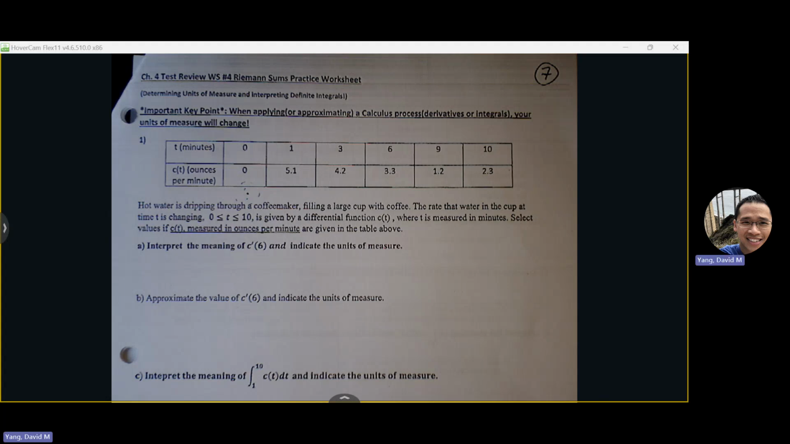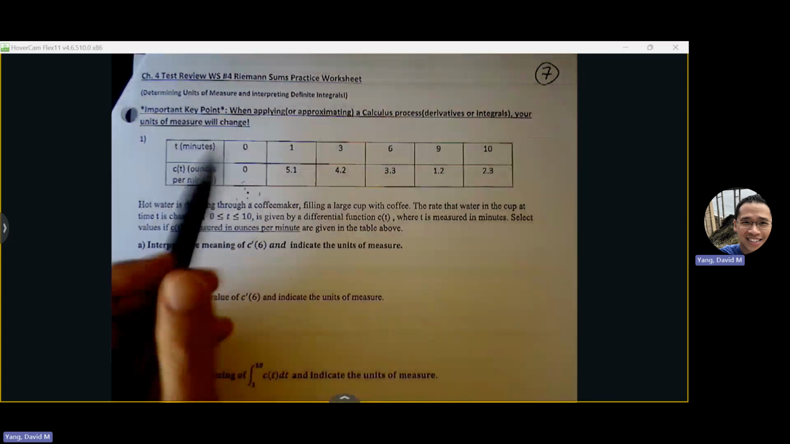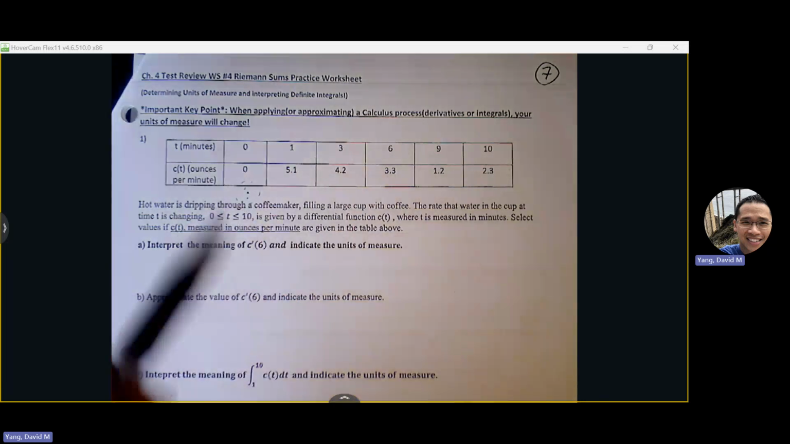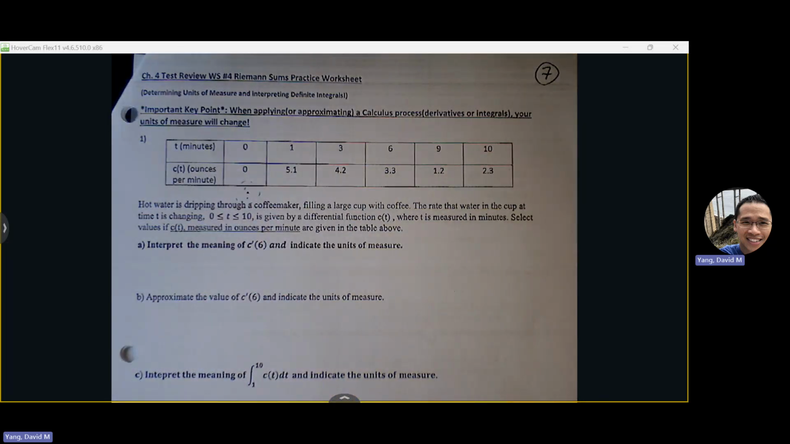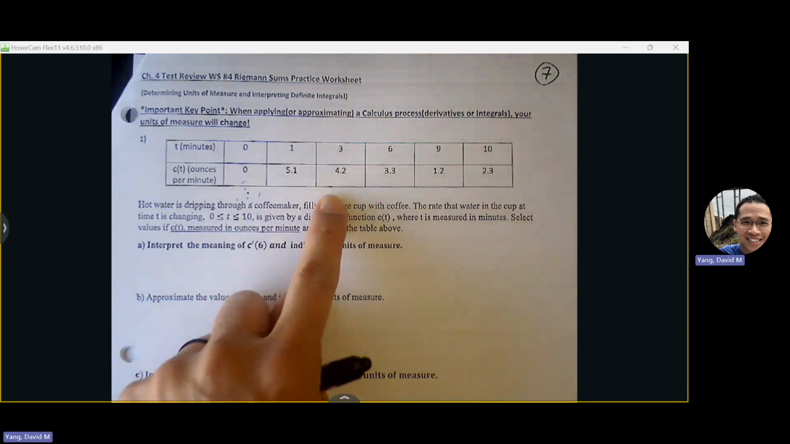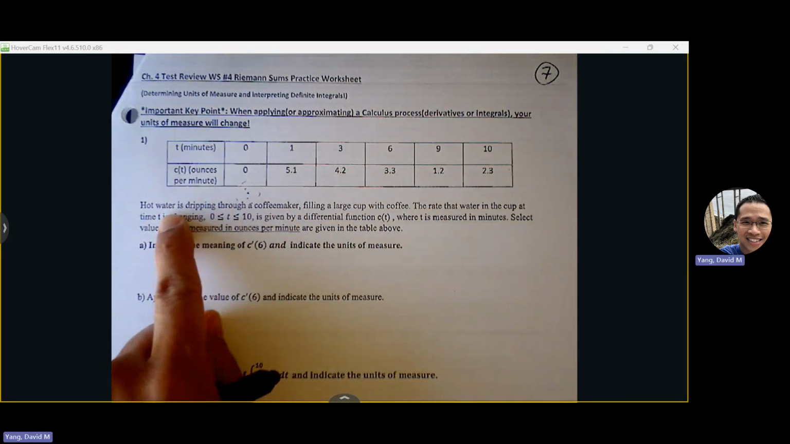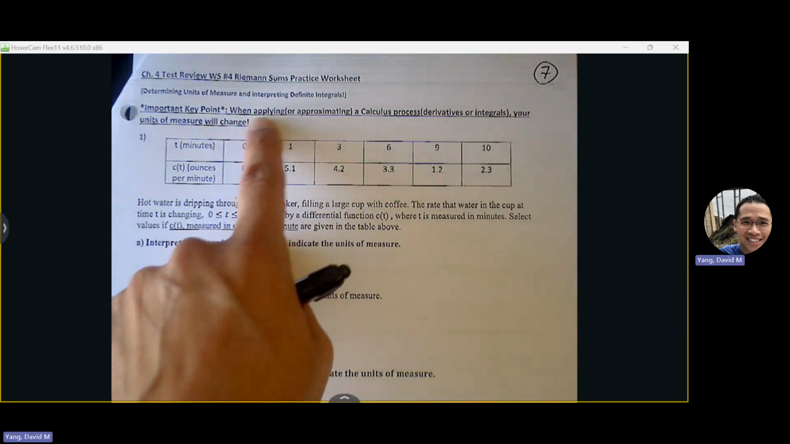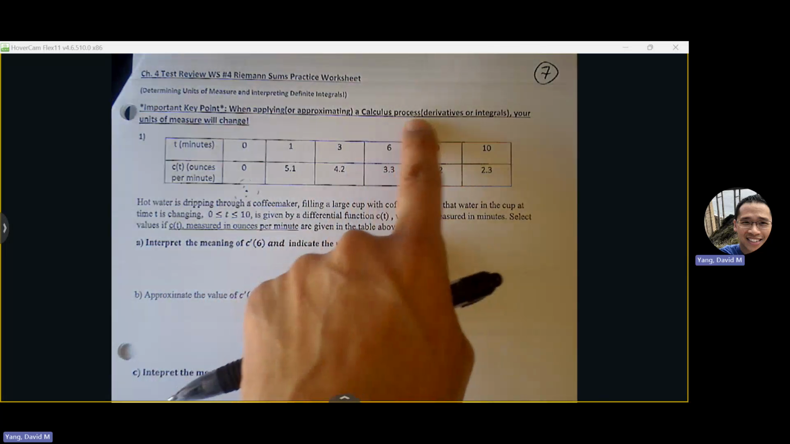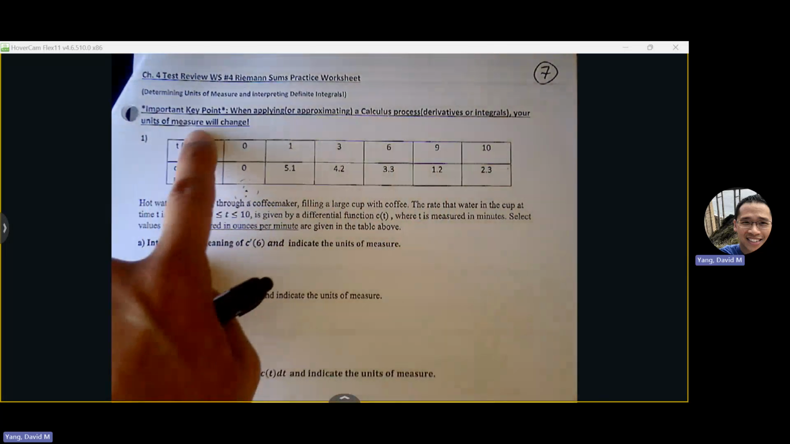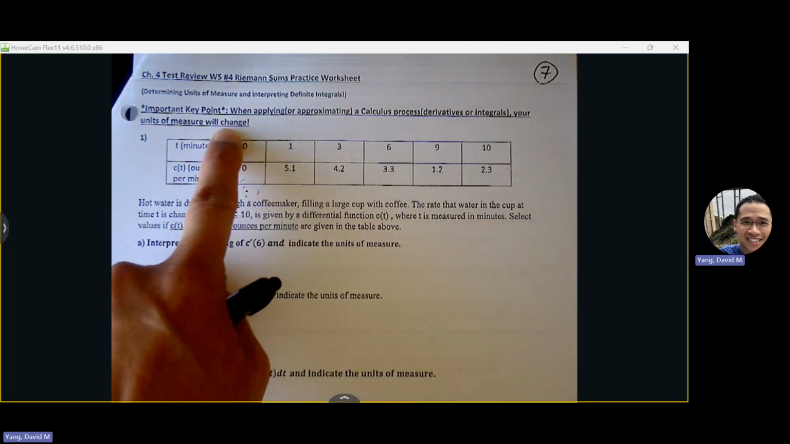we're doing an approximation of integrals, of definite integrals, and we know definite integrals have this connection with area, right? And with area, we're starting with something that's one-dimensional and getting to two-dimensional, and we're multiplying, in this case, width and height. So here's the important key point. When you're applying or approximating a calculus procedure, derivatives or integrals, your units of measure will change, right?